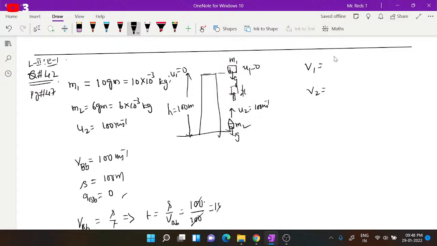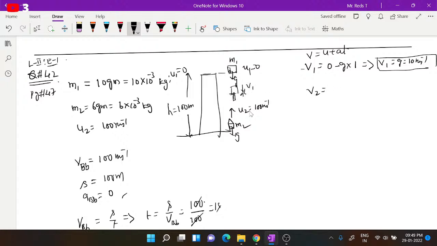From one of the equations of motion, v is equal to u plus at. Here u, the initial velocity, is 0, and a is minus g, so minus g into t, where t is 1, gives minus g. So v1 is downward, equal to g, which is 10 meters per second. V1 is in the downward direction, just at this moment, that is after 1 second.